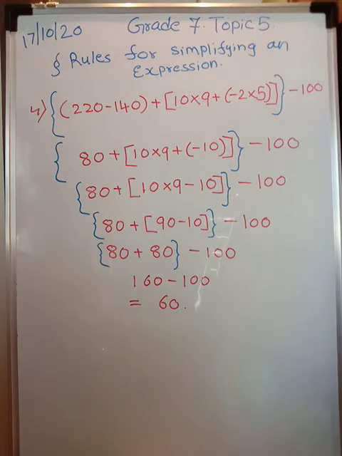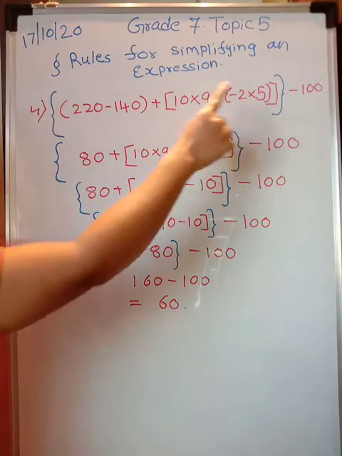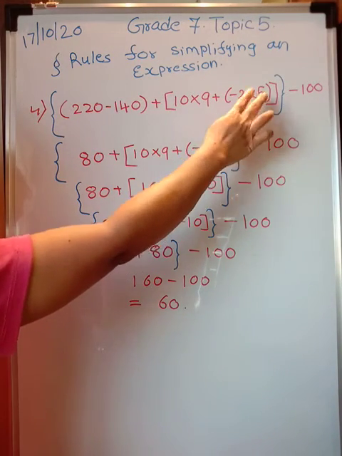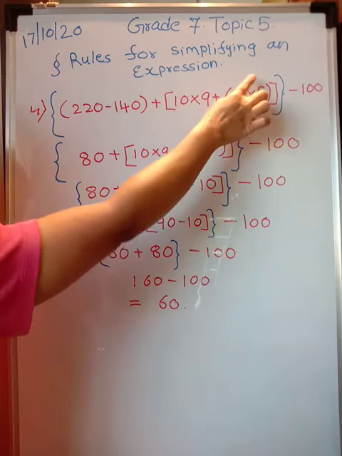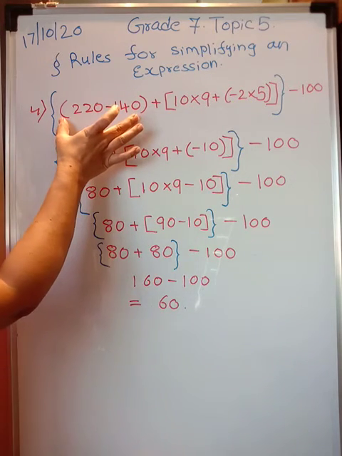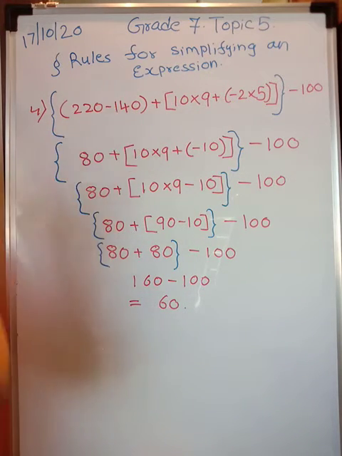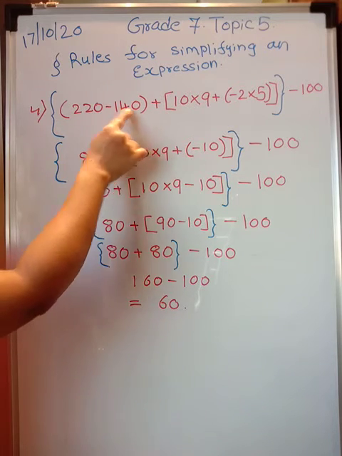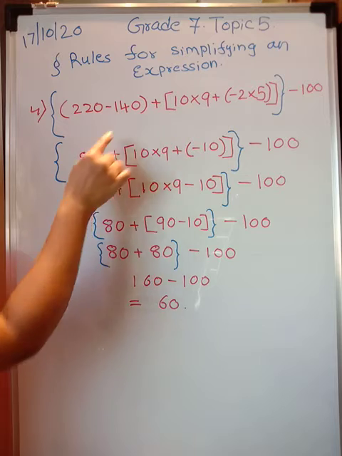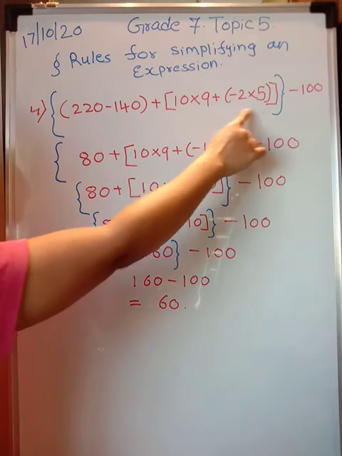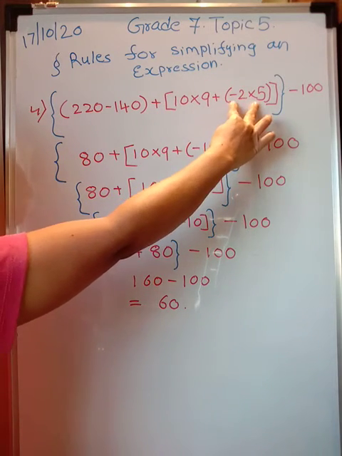Now let's go to the fourth problem. Can you see this big bracket? Inside that you have one small bracket. It is again put into another bracket and you have one other small bracket. So first, according to BODMAS, solve the brackets first. So we are going to solve this bracket. 220 minus 140 is 80. Plus, now we will solve this bracket. But inside this, there is one more bracket.